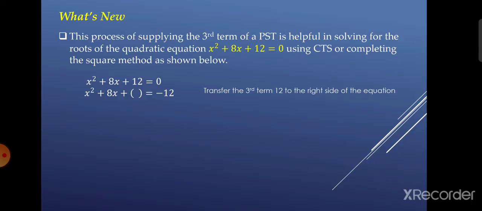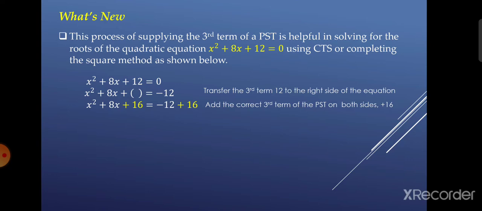So bantay mo, after sa 8x plus, naay duha ka parentheses nga space. So missing ang third term sa perfect square trinomial. So unsa gid dapat ang third term? It should be 16.